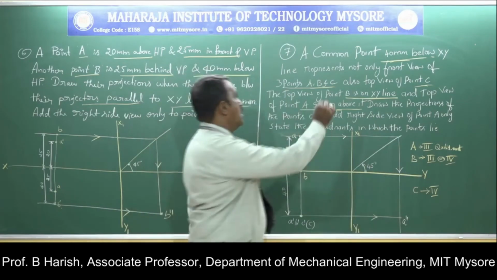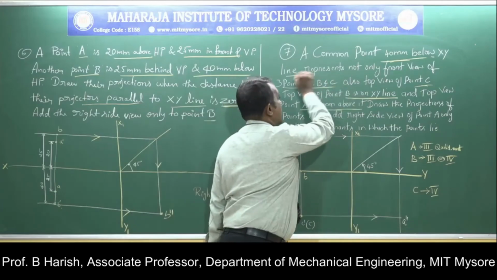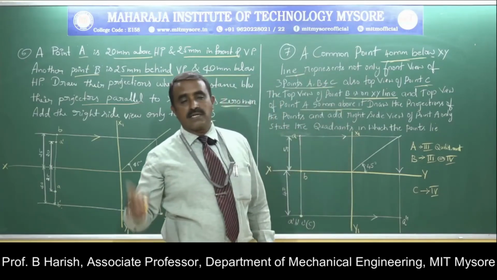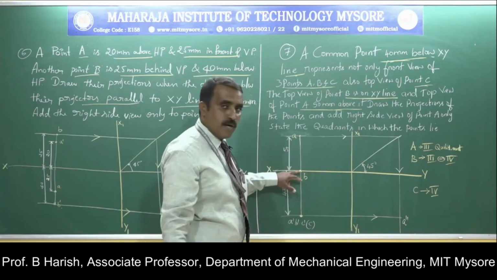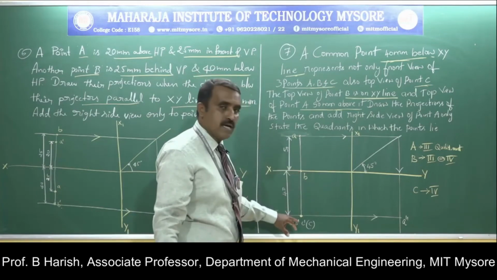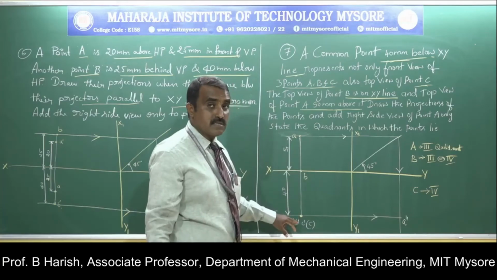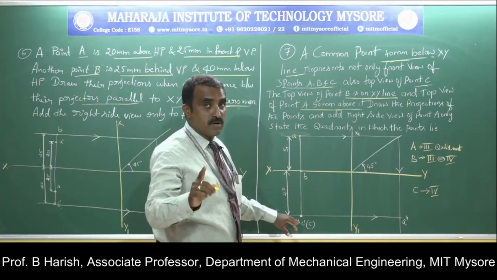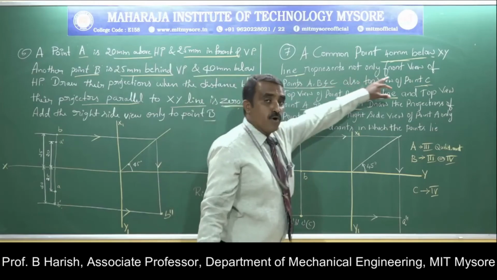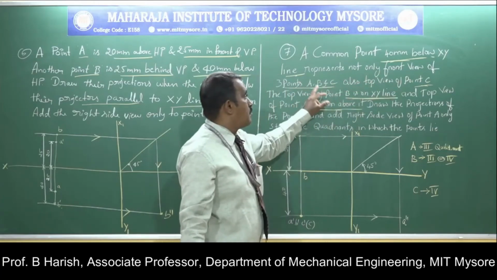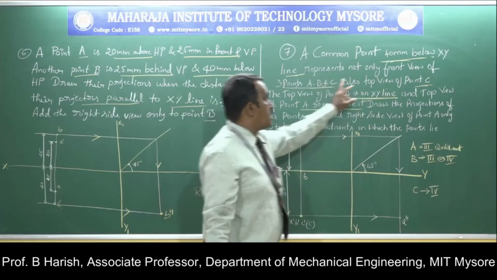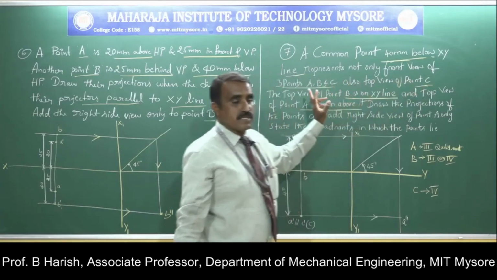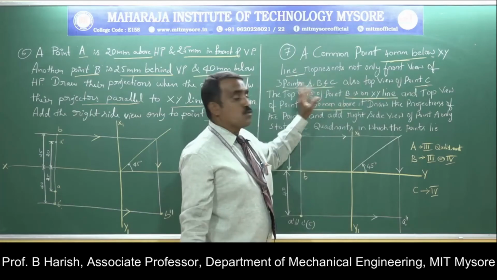Coming to drawing the projections, as usual we start with the XY line. Here it is 40 mm below the XY line, which is directly given. From the XY line you measure a distance of 40 mm, and that represents 4 views. You should remember, what are the 4 views? The front views of points A, B, C, and also the top view of point C. So for point C both top and front views are given, whereas for the other 2 points only the front view is given.